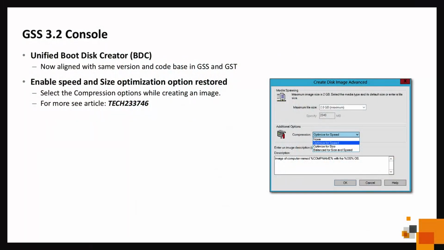Okay, enable speed and size option has been restored. If you've used this in the past when you're creating disk images, you used to have the option to optimize for speed or for compression. That disappeared in the last version. I'm sure you might have missed it. That's back. Okay, and there's a tech article for that.